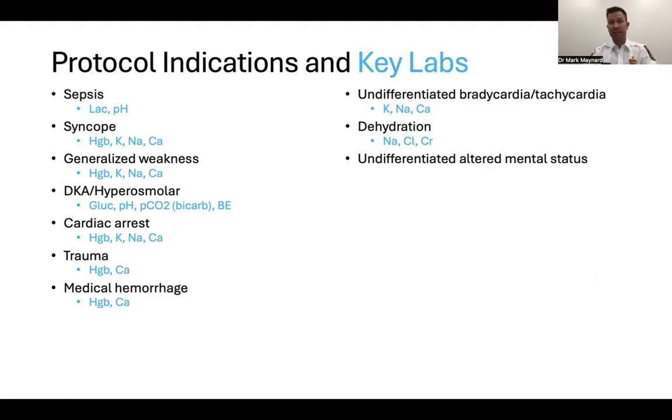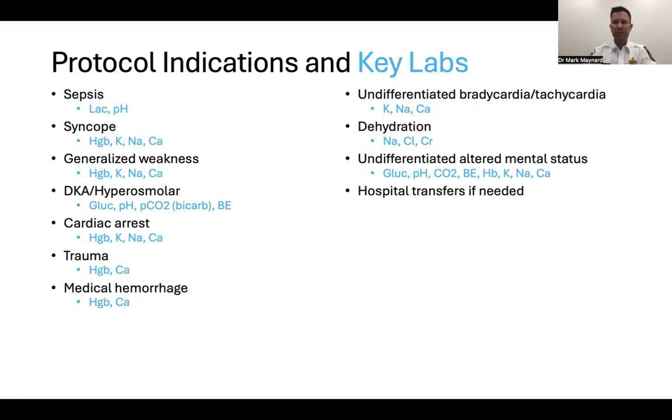Undifferentiated altered mental status is a big one, right? Lots of things. So it could be hypoglycemia or hyperglycemia, could be high or low pH. We could look at their CO2 or bicarb. We could look at their base excess, their hemoglobin, their potassium, sodium, calcium. All of those could be abnormal.